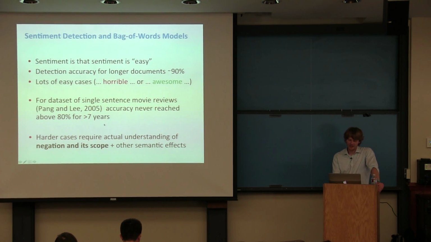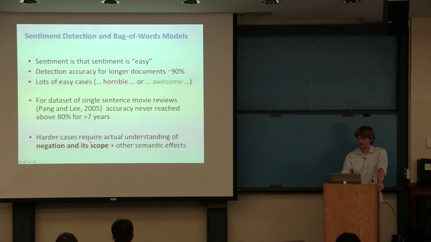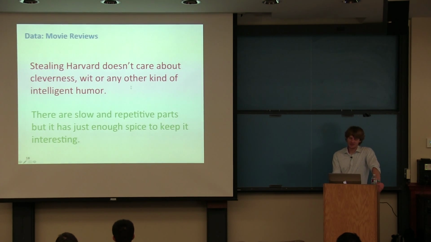And so what we found when we analyzed this data is that basically once you want to push above 80, then you actually have to start understanding negation and the scope of negation, for instance. And I'll explain what this is right here. So here we have two sentences that were incorrectly classified by all these simple bag of words classifiers. You have the movie Stealing Harvard, this silly comedy movie. So Stealing Harvard doesn't care about cleverness, wit, or any other kind of intelligent humor.